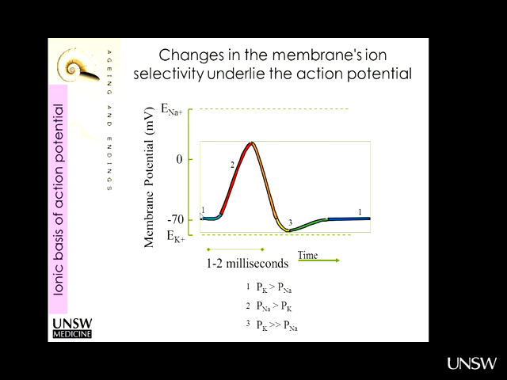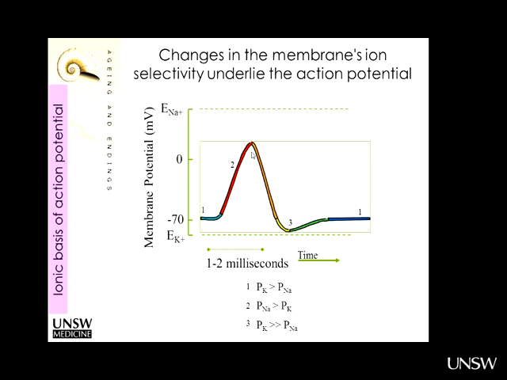During the rest, the permeability of potassium is slightly bigger than sodium because most of the sodium channels are closed, but at rest we've got leakage potassium channels which remain open, and that's what causes permeability of potassium to be slightly higher. But more importantly, once we go into the depolarization phase, as sodium channels open, obviously that causes permeability of sodium to be greater than potassium.